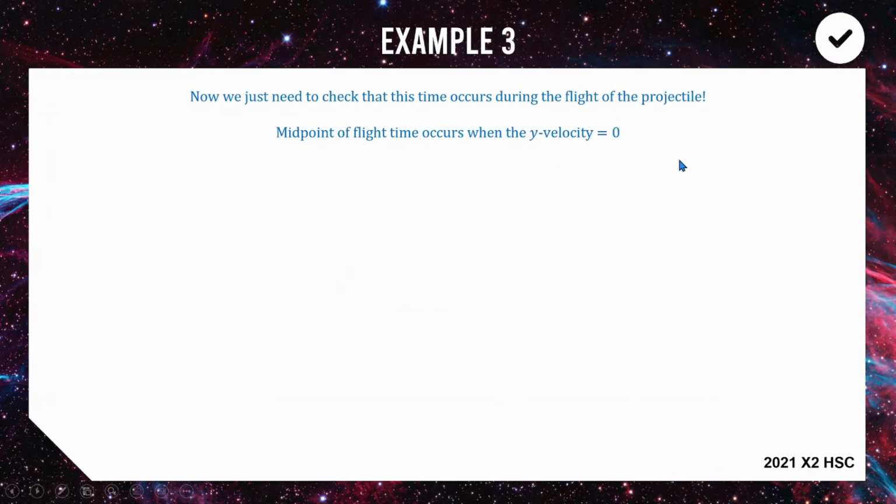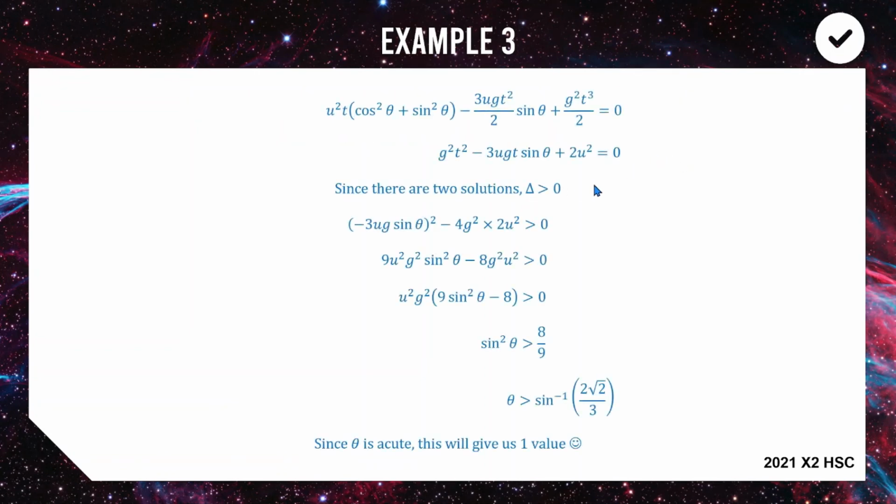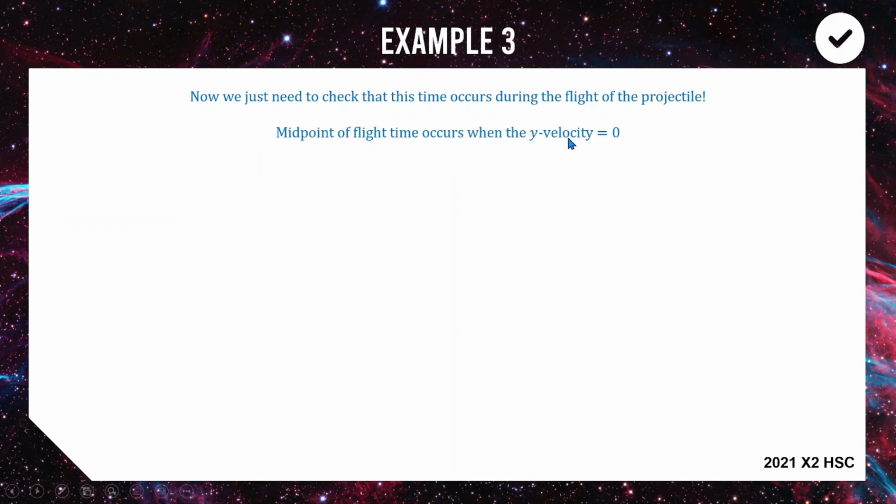The way we're going to do that is we're going to find the time at which this projectile lands and show that our time from before, which we can get by solving this equation, is less than the time taken for the projectile to land, so that these both occur within the flight time. The way we find the flight time is we look at where the y velocity is equal to 0, because that's going to be the midpoint of your path. At the peak, you're no longer traveling up or down, so your vertical velocity is 0.